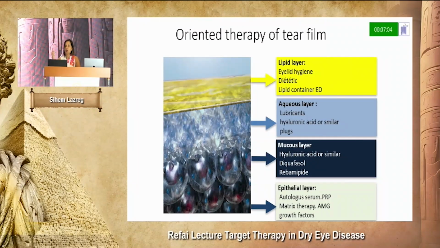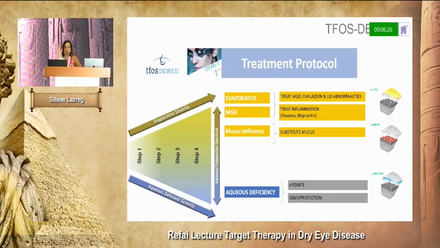And don't forget to treat the epithelial layer, because this is the part where we have the glycocalyx. Thanks to this glycocalyx, the tear film sticks to the ocular surface. If we have a problem, just look with a drop of fluorescein whether something is happening in this layer, and we treat it with, for example, PRP, autologous serum, all the matrix therapies, amniotic membrane, or RGTA, and the growth factors. Then these are according to the layer.